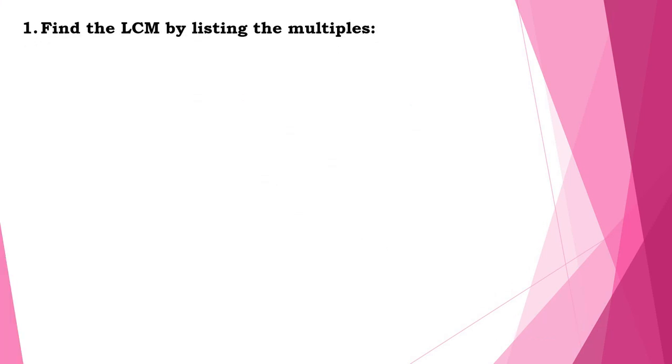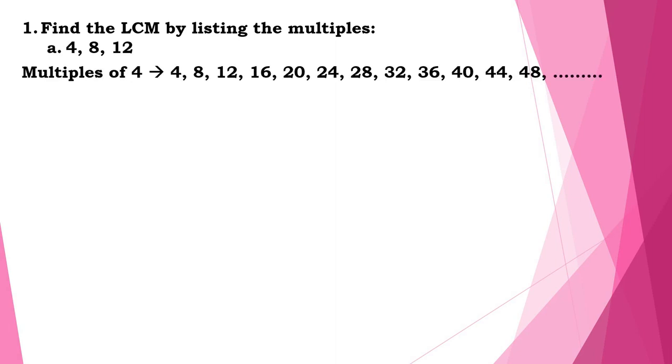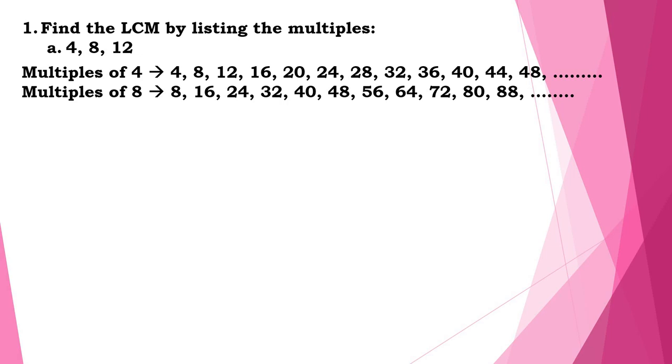The assignment was first question, find the LCM by listing the multiples 4, 8, 12. So multiples of 4 are 4, 8, 12, 16, 20, 24, 28, 32, 36, 40, 44, and 48. Multiples of 8 are 8, 16, 24, 32, 40, 48, 56, 64, 72, 80, 88, and so on.